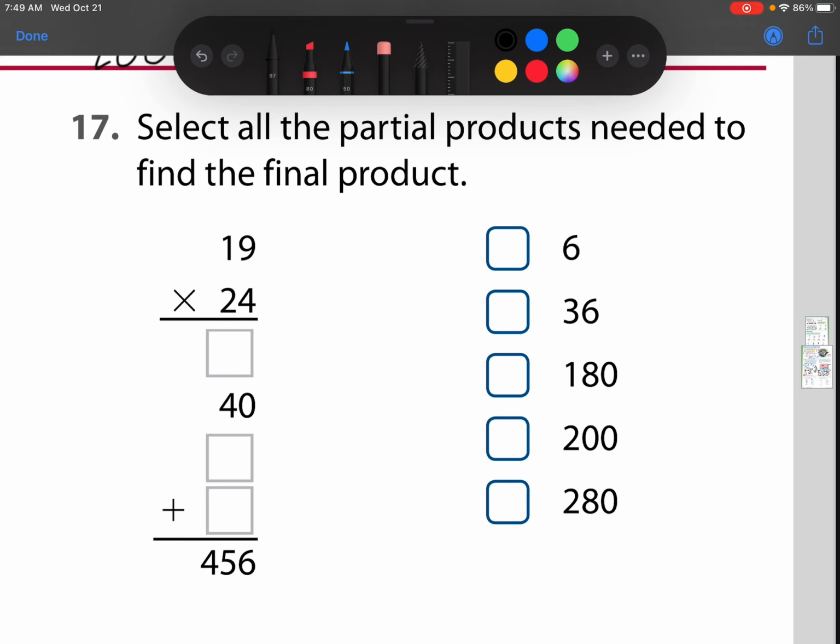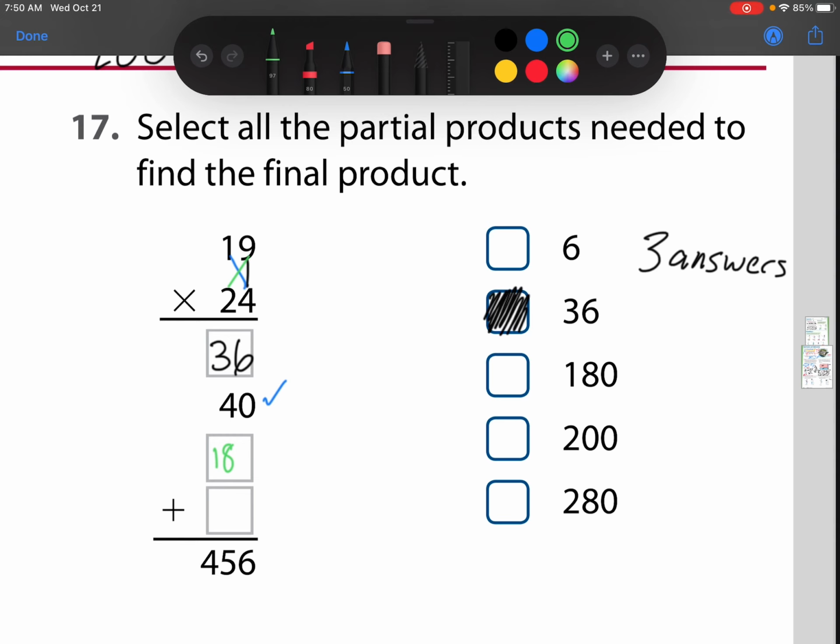So notice there's 3 boxes, so I'll need to pick 3 answers. So what do we do first? Well, we have 4 times 9 is 36. Do I see that choice anywhere? I do. So that must be one of my partial products. My next one would be 4 times 10, which is 40, which they did. My next one would be 2 times 9 is 18.